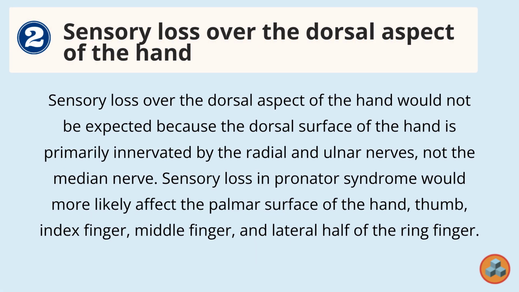Option 2, sensory loss over the dorsal aspect of the hand. Sensory loss over the dorsal aspect of the hand would not be expected because the dorsal surface of the hand is primarily innervated by the radial and ulnar nerves, not the median nerve. Sensory loss in pronator syndrome would more likely affect the palmar surface of the hand, thumb, index finger, middle finger, and lateral half of the ring finger. Wrong side of the hand for the median nerve.